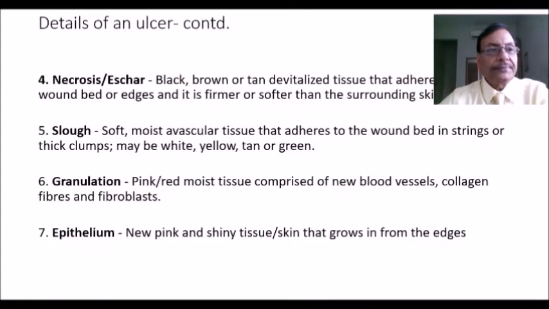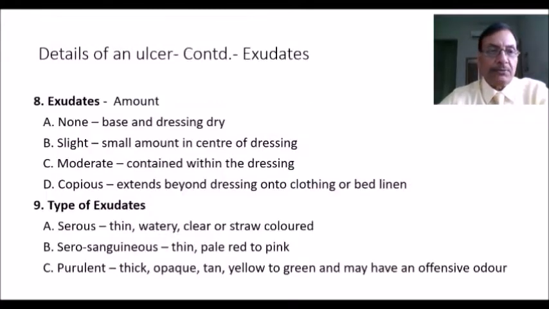whether there is necrosis or eschar in the wound, black, brown, or tan devitalized tissues that adheres to the wound bed or edges, and it is firmer or softer than the surrounding skin. Slough, granulation tissue, they are usually pink or red moist tissues. Epithelium, new pink and shiny tissue or the skin that grows from the edges of the wound or ulcer.